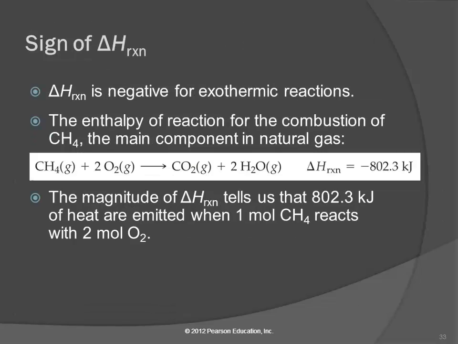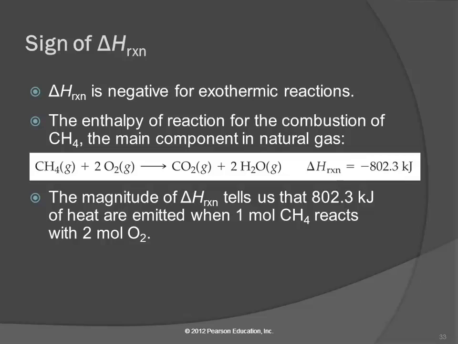In a chemical equation, we see it like this. Here's an example of an exothermic reaction, the combustion of methane, which is mostly what natural gas is. When you burn 1 mole of methane, 802.3 kilojoules of thermal energy are released. The negative sign there means the energy is going out.